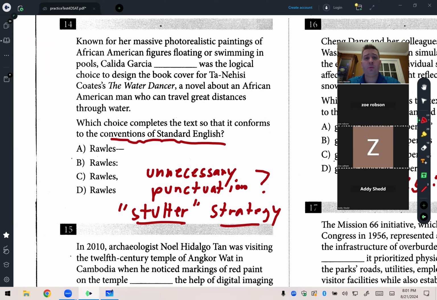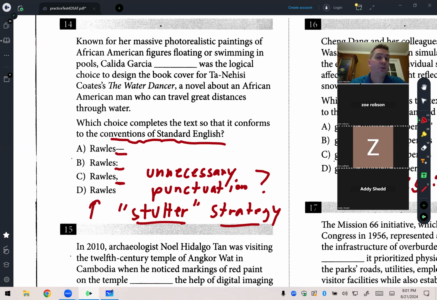I swear to you, if you look at an SAT, if you look at an ACT, and if you utilize the stutter strategy, you will instantly know whether that punctuation belongs there or not. So the strategy is to just give a really healthy pause anytime you see an em dash, a colon, a comma, and then read it without the pause, which would be answer choice D.